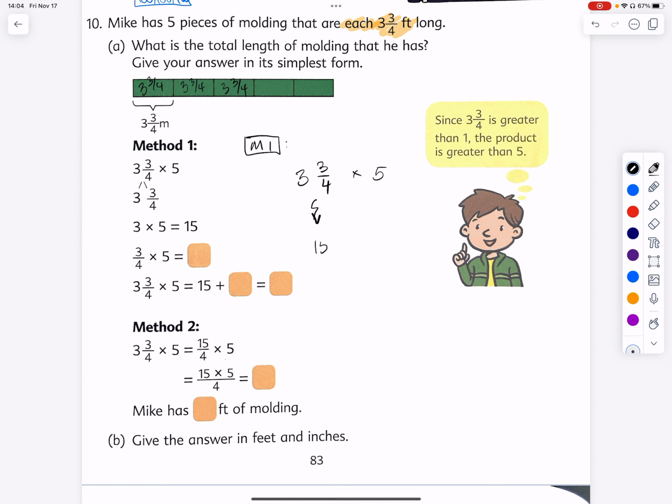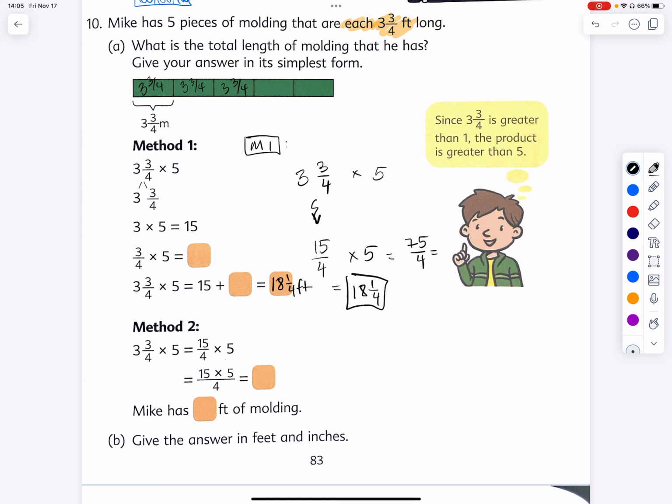15 quarters altogether. 15 quarters taken 5 times. Well, the math is a little bit ugly here, but it is 75 over 4. And 75 over 4, 4 goes into 75, to be precise, 18 times, right? Let's simplify our answer. It is 18 1/4. So we can say altogether it's 18 1/4 feet long.